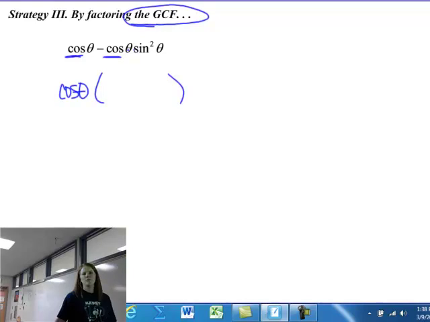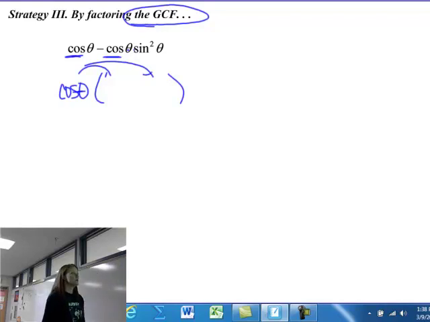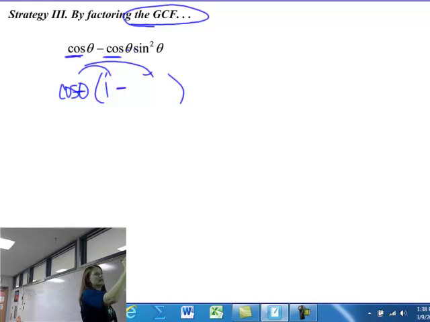Now, matter can be neither created nor destroyed. Same thing with trig. Same thing with math, okay? So, whatever this cosine is, I need to be able to distribute it and get that original expression back again, okay? So cosine of theta times 1 is going to make my cosine of theta. I have a minus. If I already divided out this cosine of theta, what's left? Sine squared of theta. Very good.